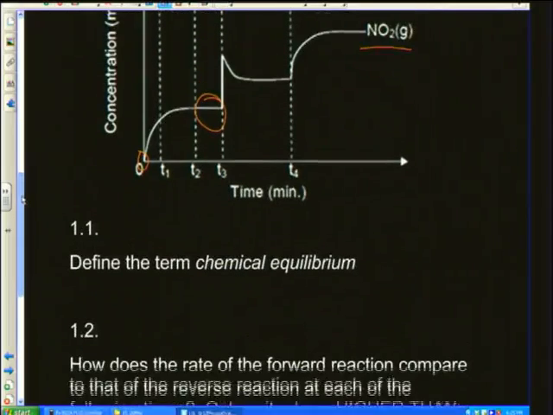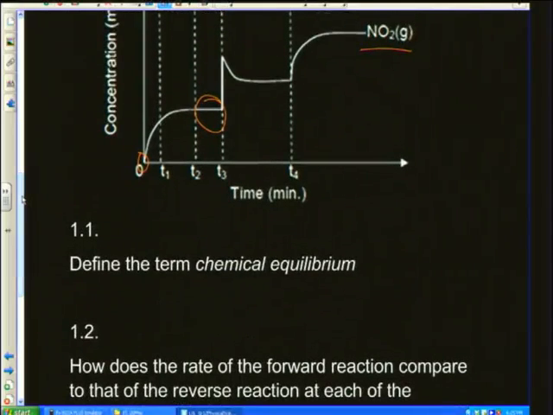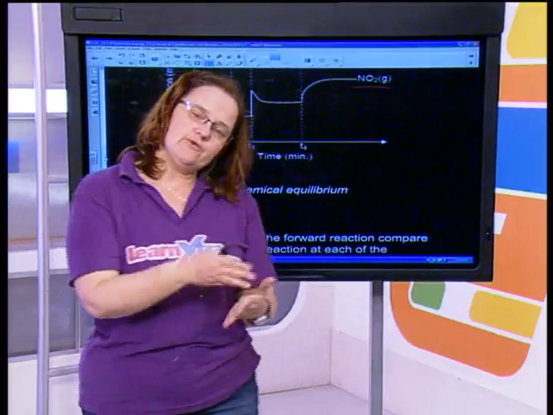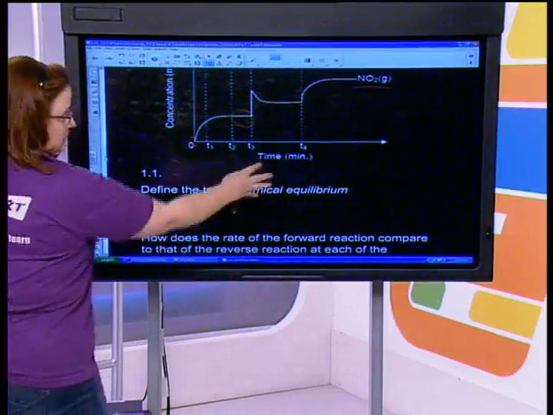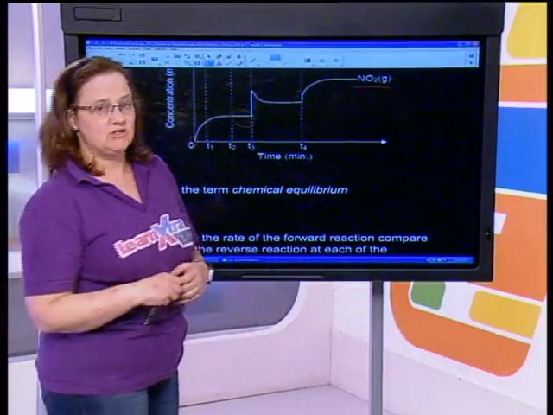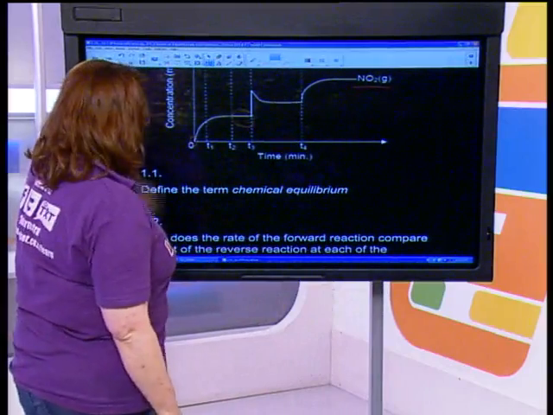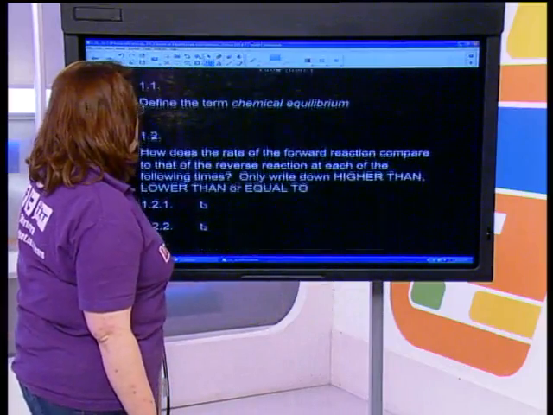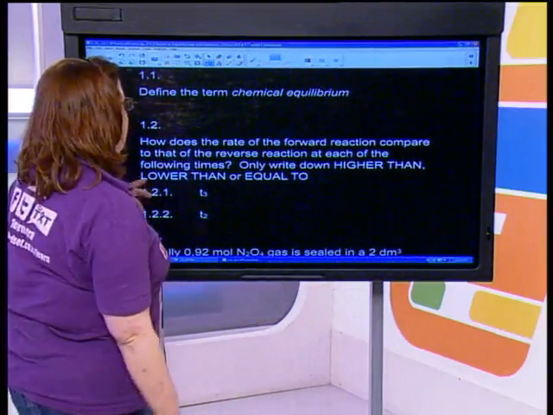Then they say to you, define the term chemical equilibrium. Well, chemical equilibrium is reached when the rate of the forward reaction is equal to the rate of the reverse reaction. So that's what chemical equilibrium is. The rate of the forward reaction is equal to the rate of the reverse reaction. Nice and easy.